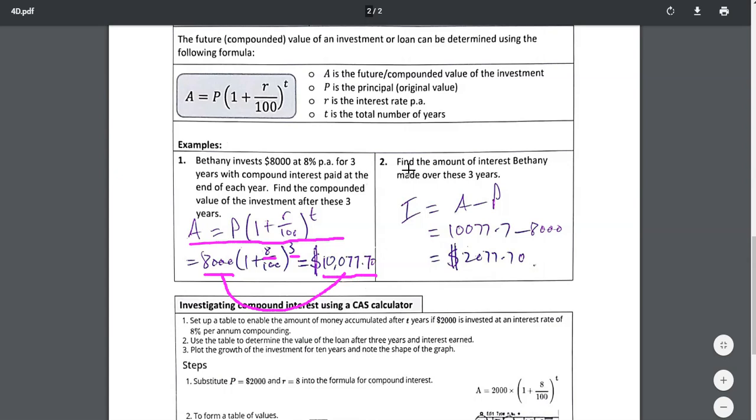Let's read part 2. Find the amount of interest Bethany made over these 3 years. Well, the amount of interest Bethany made in dollars over these 3 years must simply be this value here minus the amount that she invested. The amount that she ended up with, which is A, minus the amount that she invested, which is P. So we get $10,077.70 minus $8,000, which is $2,077.70.